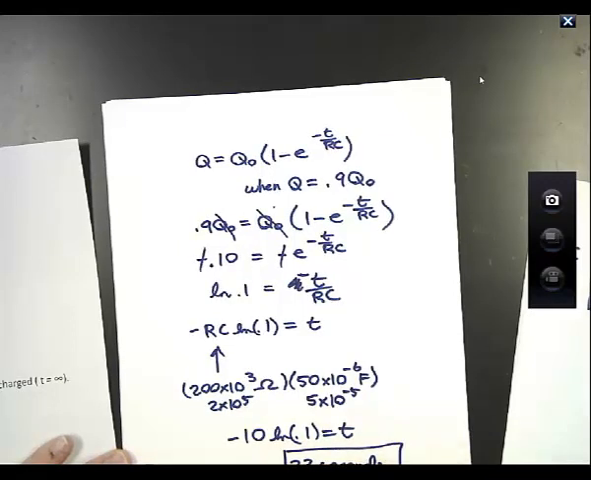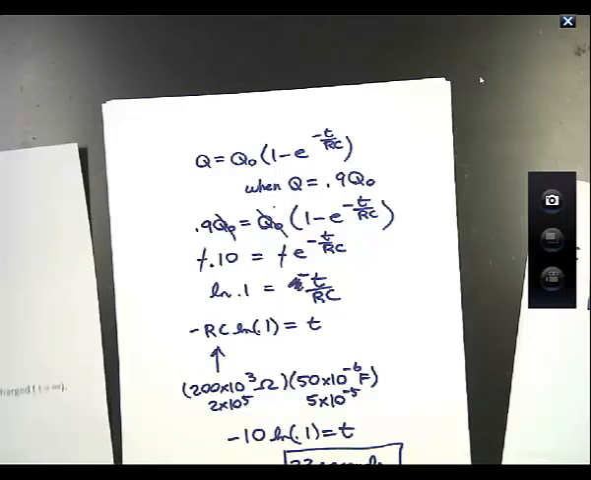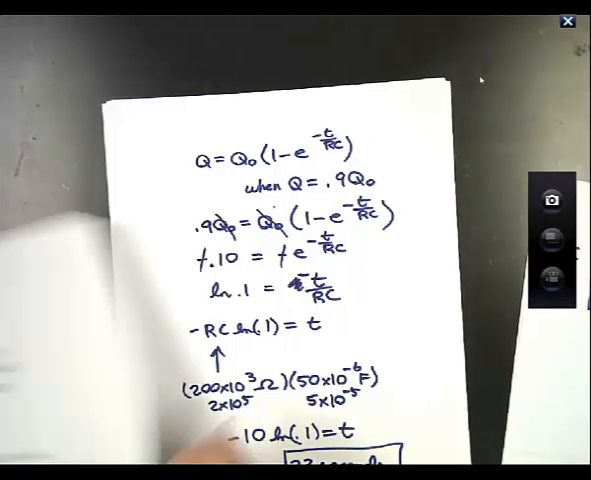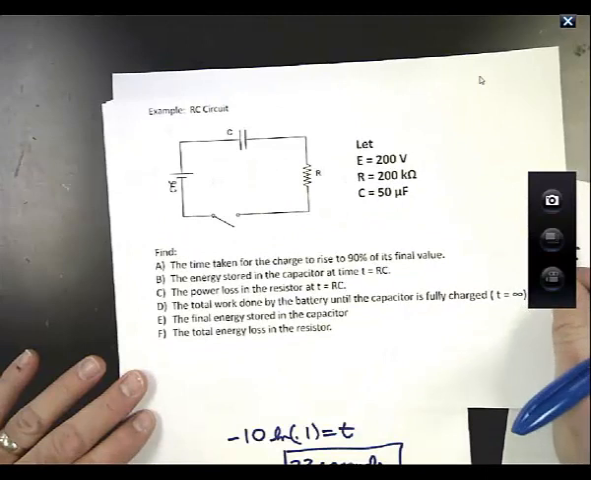So punch that baby out and you find out that in 23 seconds this capacitor will have reached 90% of its maximum charge. The next question asks, what is the energy stored in the capacitor at time RC?